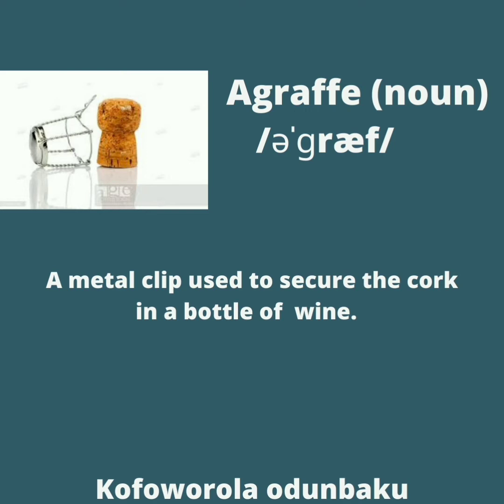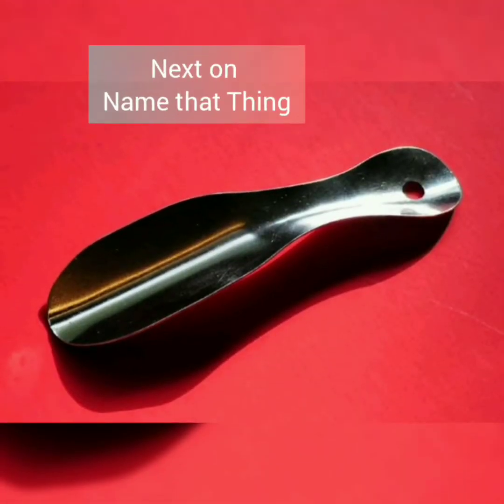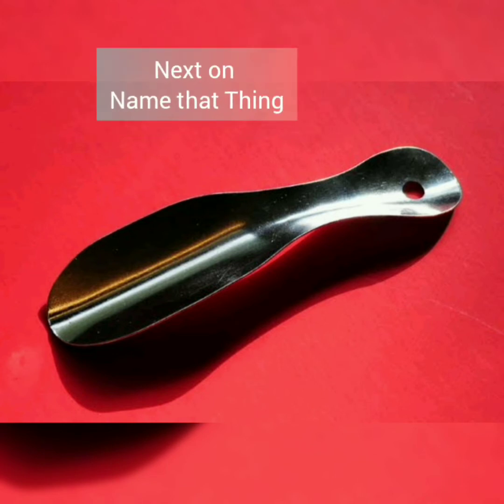A graph. Yes, it has a name. A graph. And that is what we do on Name That Thing. Next on Name That Thing is to name this thing.